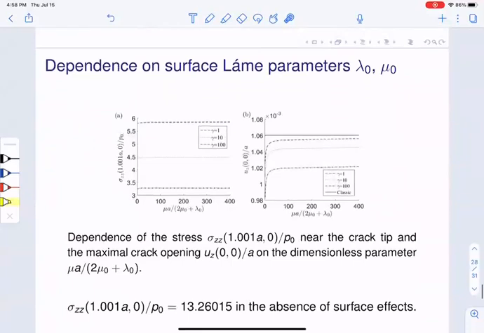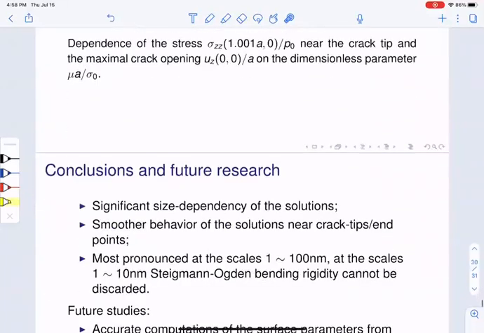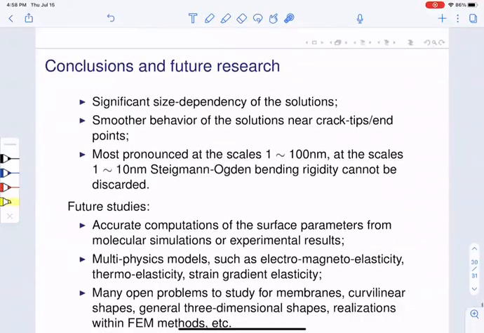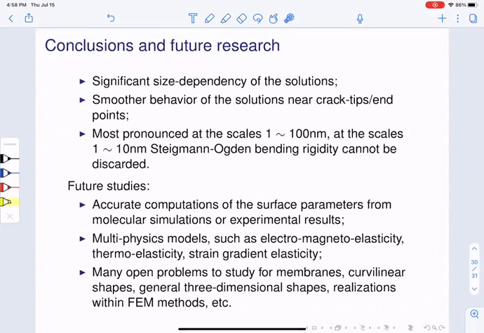Okay, I'm almost out of time, so let me skip this and go to conclusions. Some of the outcomes of modeling with surface energy: we get size dependency in the solutions, which is a non-classical effect. We obtain smoother behavior of solutions near crack tips. That is true for all kinds of problems solved with this type of modeling approach. Typically, solutions with surface energy behave smoother than the classical solutions.